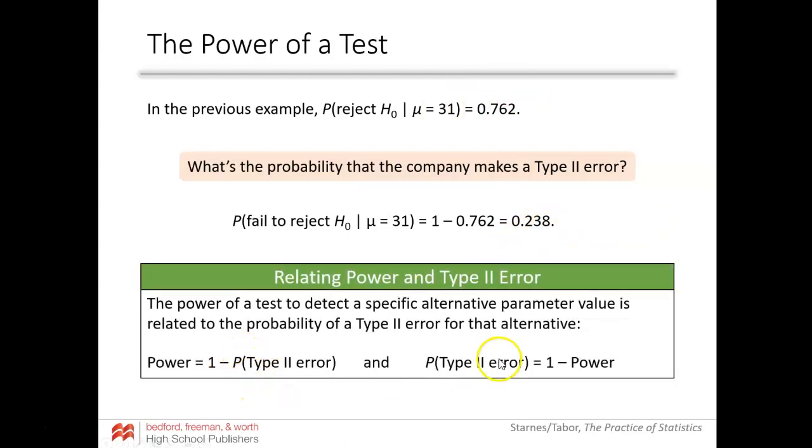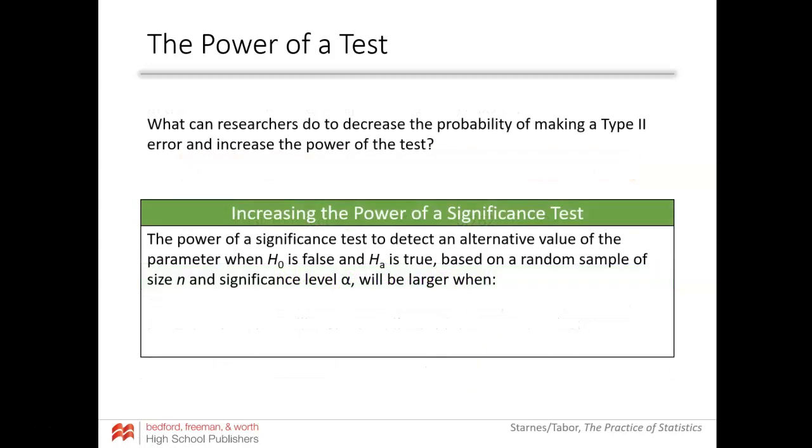So here are some formulas you might need to think about. They might give you the power and want to know what the probability of the type 2 error is, or they might give you the type 2 error probability and then you have to figure out the power. So it's not crazy calculations you'll have to do. They're actually pretty nice. So what can researchers do to decrease the probability of making a type 2 error, which thusly will increase the power of the test? The power of a significance test to detect an alternative value of the parameter when the null hypothesis is false and the alternative is true, based on a random sample of size n and a significance level of alpha, will be larger when... Now that was a mouthful, guys.